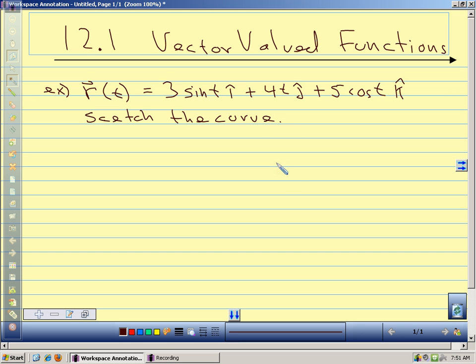So how are we going to go about doing this? What do we know? What can we figure out? Scott says we can look at the projections in the coordinate planes.